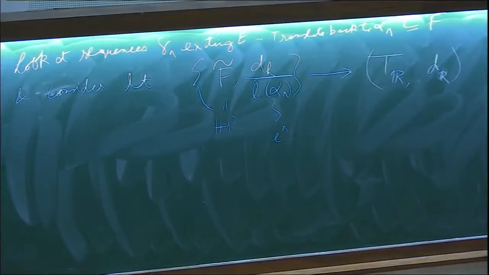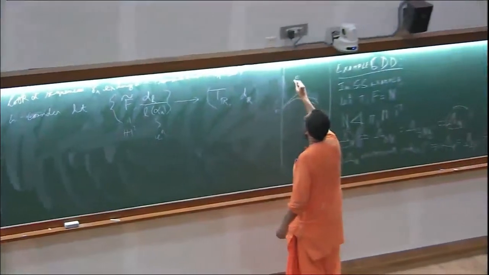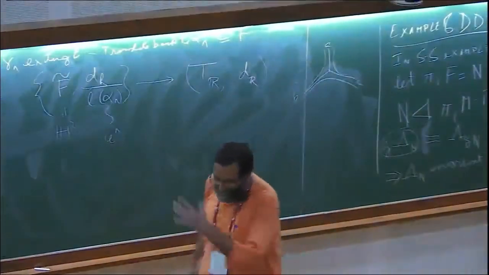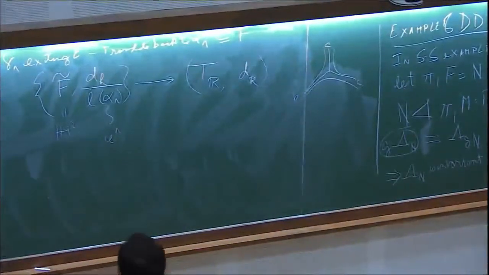What does it mean? From the definition, you take a triangle ABC. AB lies in the 0 neighborhood of AC union BC. So it means that triangles look like this. This is A, B, C. BC lies in the 0 neighborhood of the union of the other two. So this is an R tree.